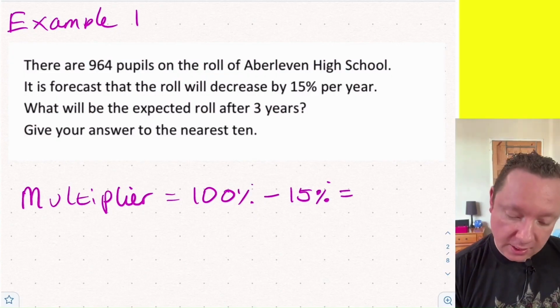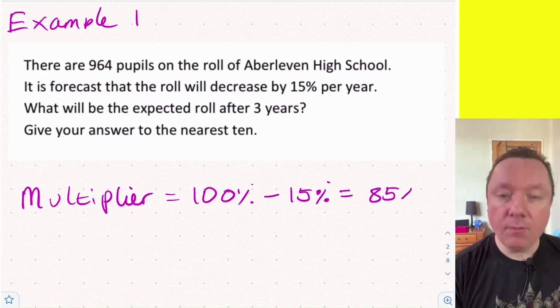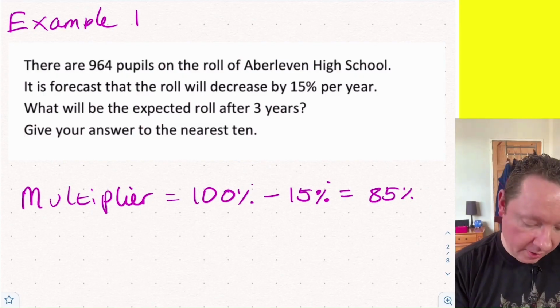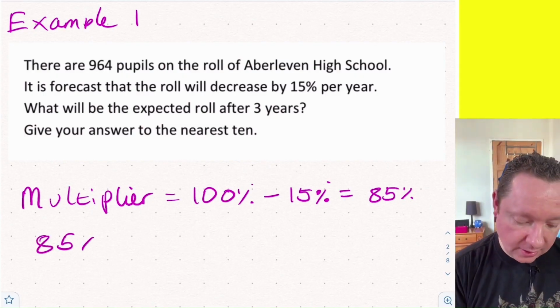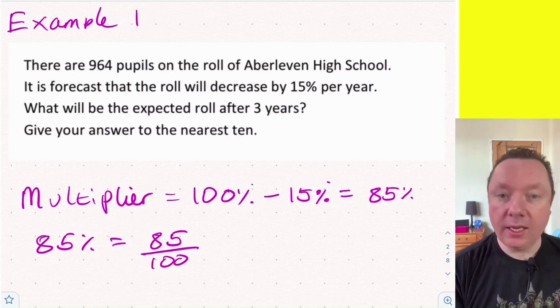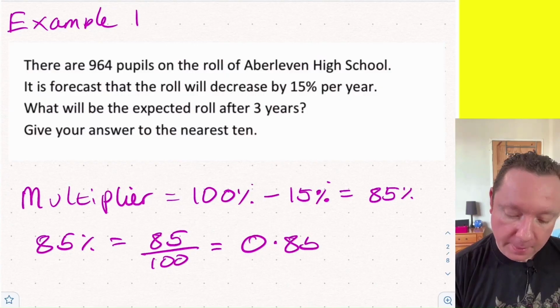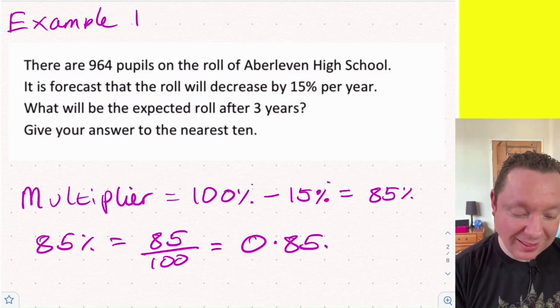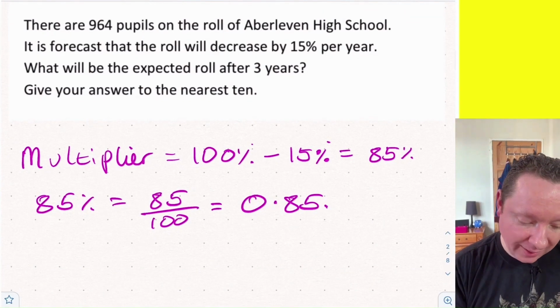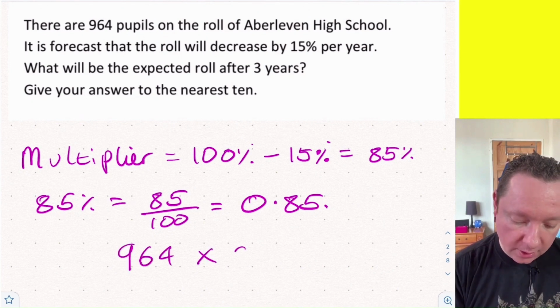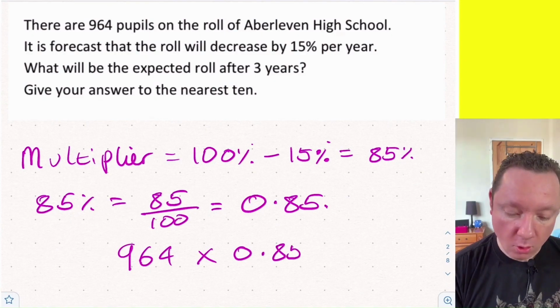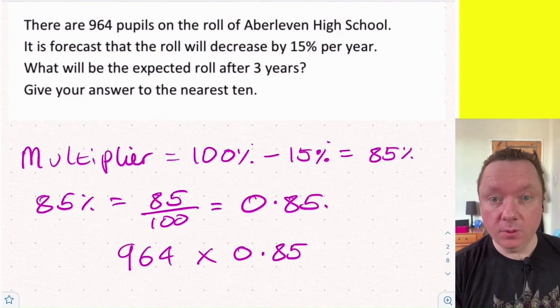100 minus 15 is 85. And we turn that into a decimal. So 85% as a decimal, 85 over 100. Use a calculator if we need to, but 0.85 is what we get. Now the question is pretty simple. We take our number 964. We times by our multiplier to the power of the time, the number of years, 3.